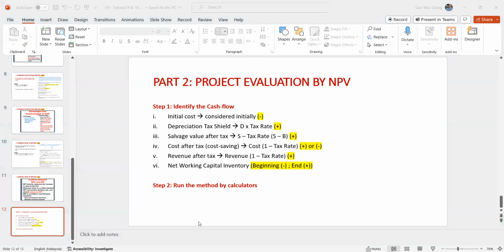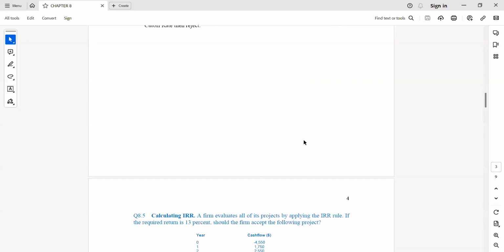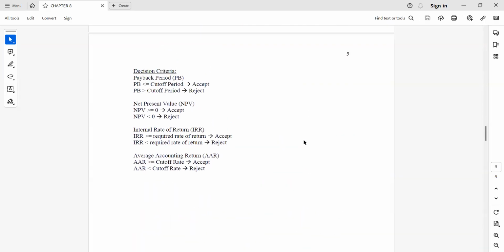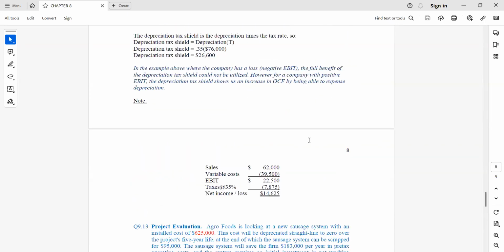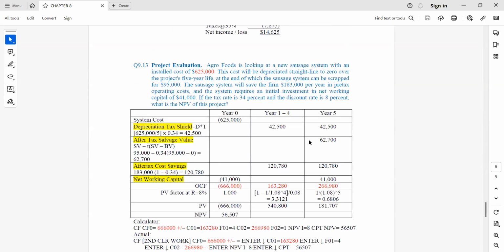Now, based on the first part of the tutorial, overall, we can summarize the 4 decision rules in this one. You can take this acceleration in the answers. Now, let's look into part 2. I want you to look into this one over here.